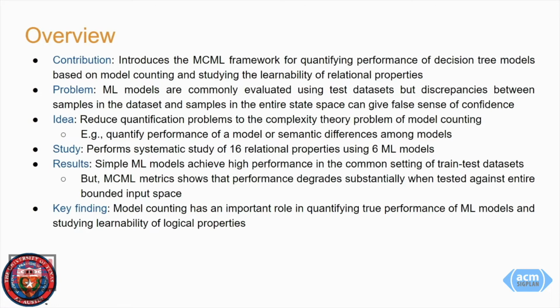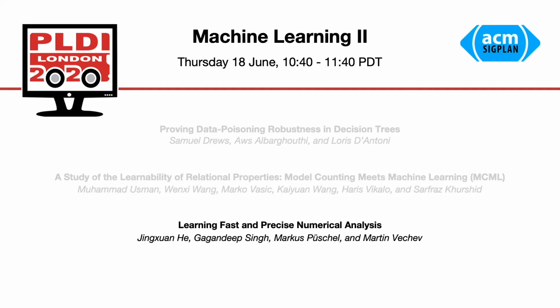learning 16 relational properties. Results show that simple ML models can achieve high performance when evaluated in the common setting of train and test datasets. However, MCML metrics show that the performance can degrade substantially when tested against the entire state space. This shows the usefulness of model counting for quantifying the true performance of ML models.